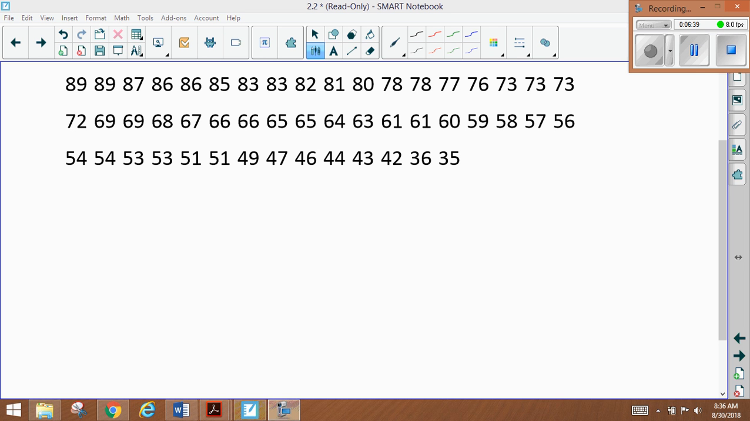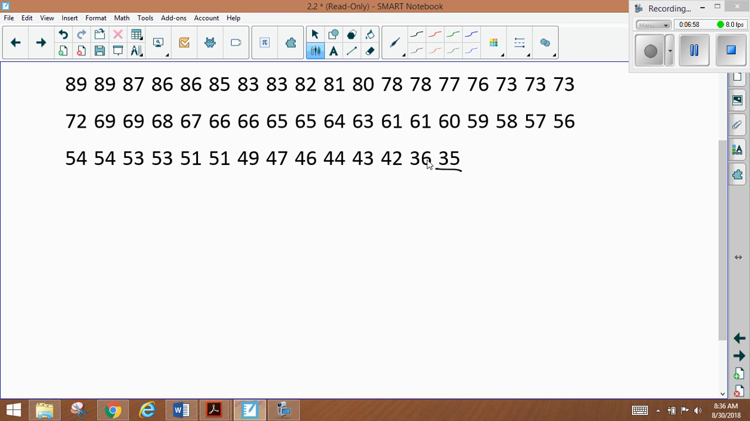All right, here we go. So let's find our lowest one. Okay, guys, let's find the lowest value. Ooh, it looks like it's 35. Is that right? Okay, what's the highest value? So it looks like 89. There it is. So I think my scale goes from 30 to 90.